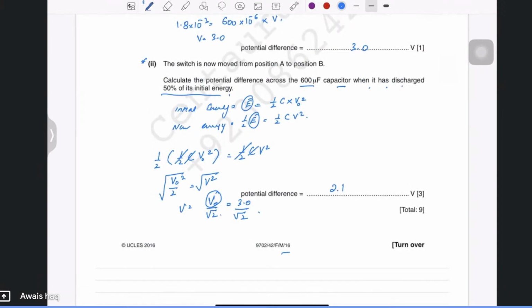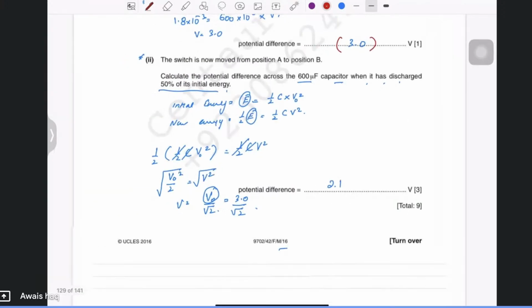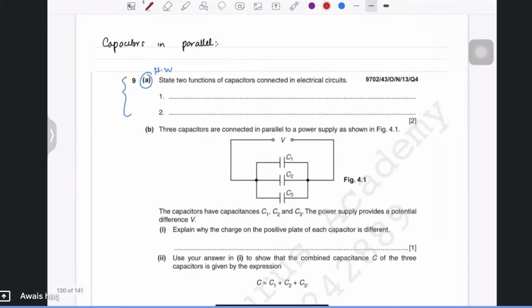So how did you get 3? How did I get 3? Yeah, from the previous part. Oh, okay. Yeah. Okay, do you understand now? So in this you can put any two functions that we've studied.